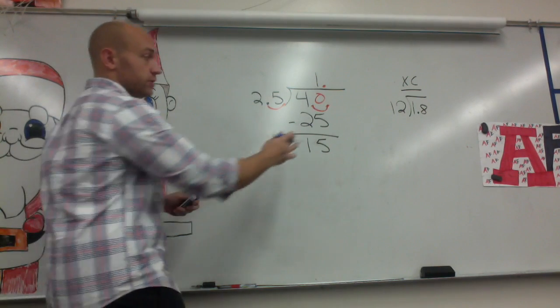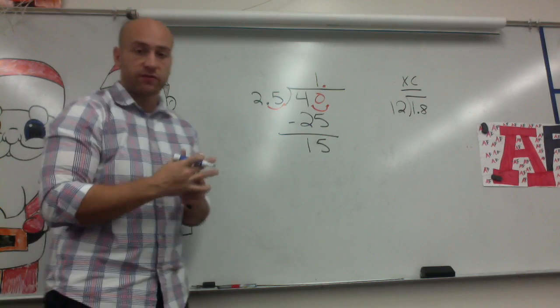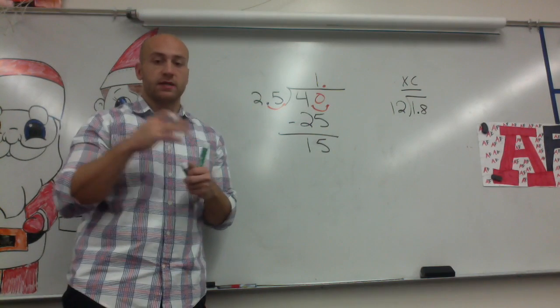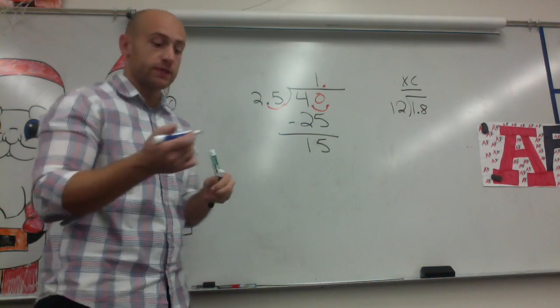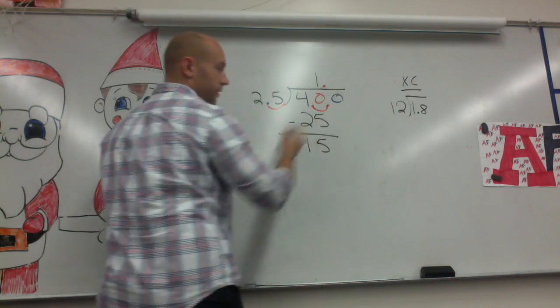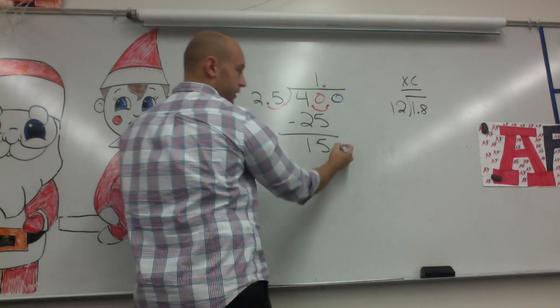Remember, if you add a 0 to the right of a decimal place, it doesn't change the value of the number at all. It just means that it's cut up into more pieces. So let's put a 0 out here. And now we can bring down.